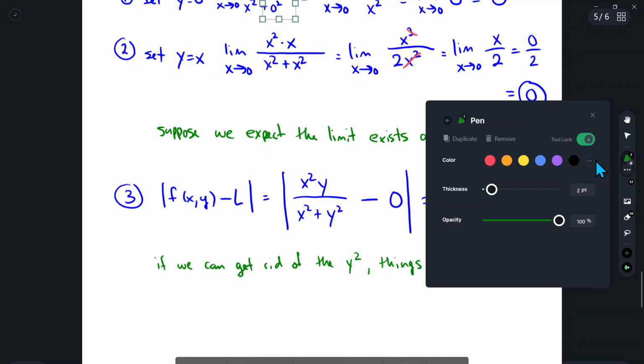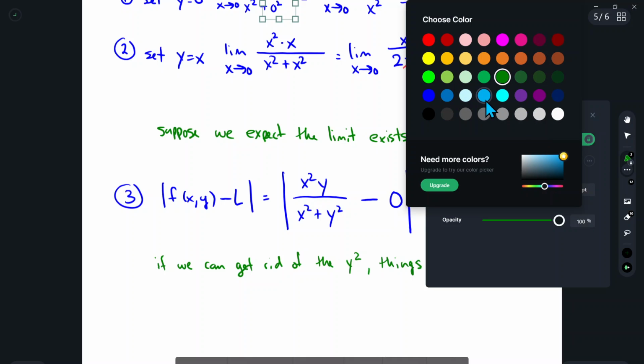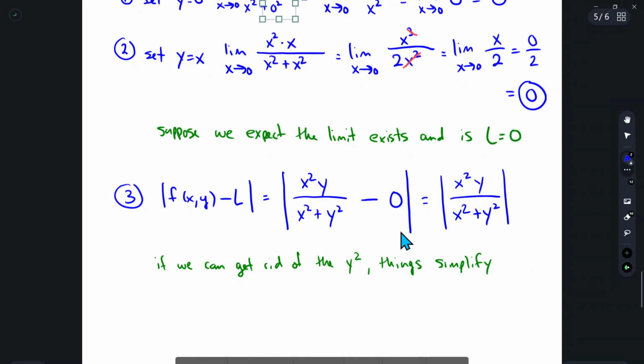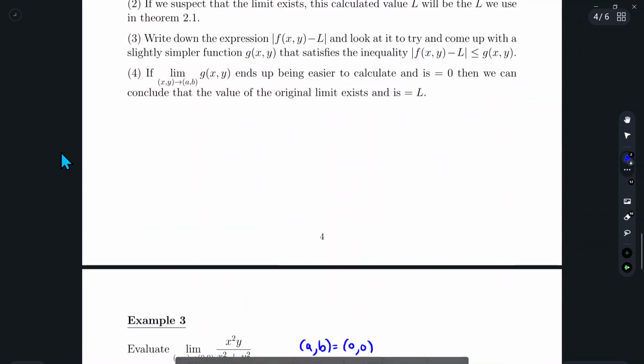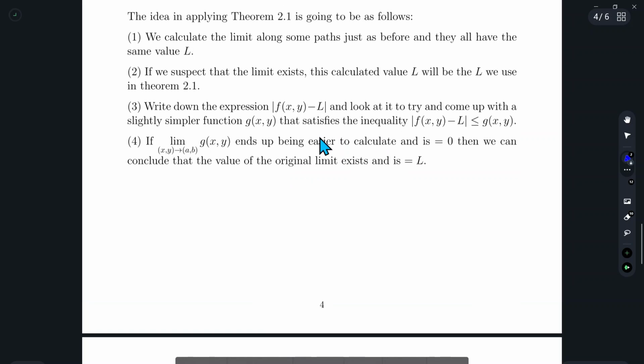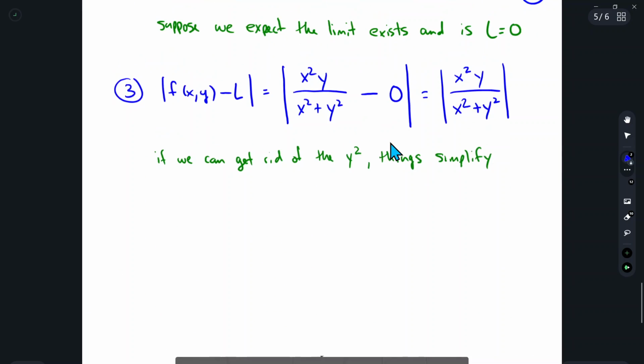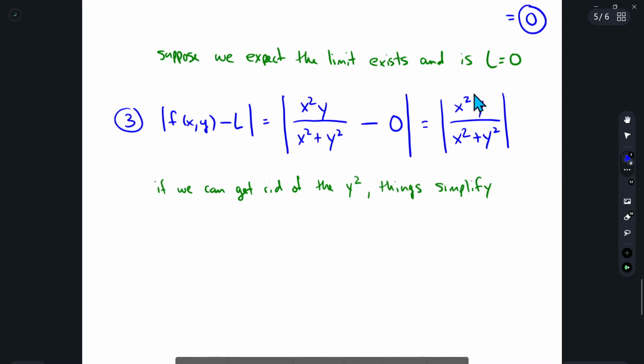Okay, so now how to get rid of the y squared. We have to do that by setting up some kind of inequality, right? Because the whole thing g of x y should satisfy some kind of inequality. So we have to set that up, right? So let's ignore the numerator for a second and just look at the denominator here. We have the expression x squared plus y squared in the denominator.